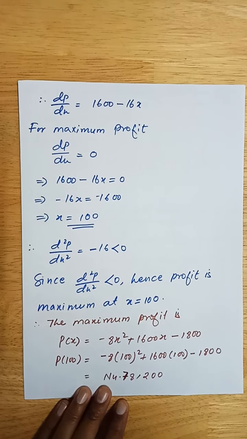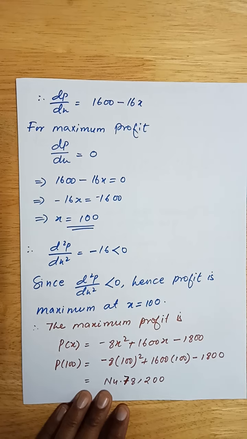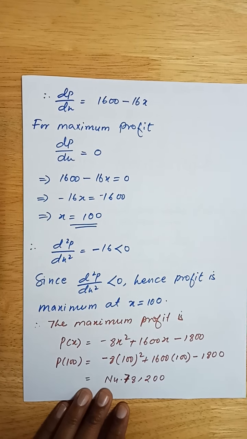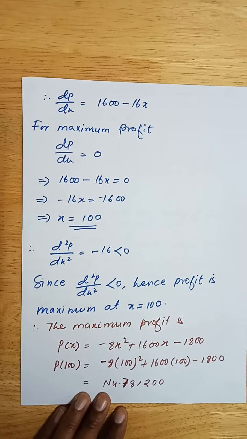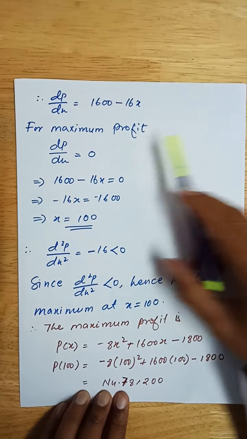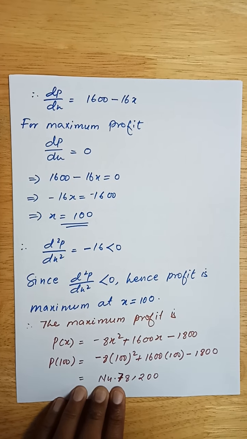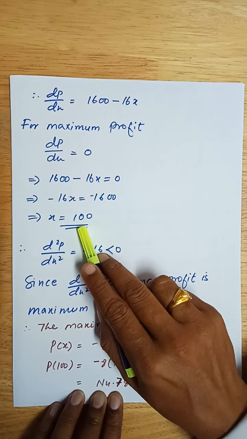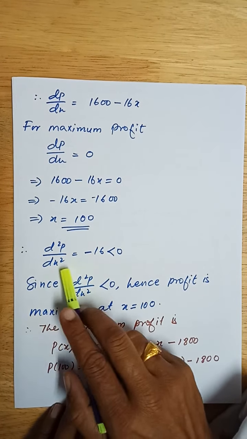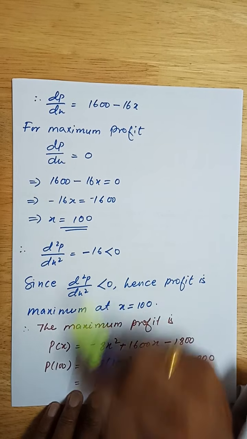Now since you are asked to find the maximum profit, you should know dp by dx must be equated to 0. Okay, and you should check with the second derivative. So you try to find dp by dx, you will get 1600 minus 16x. For maximum profit, dp by dx equal to 0. Okay, and you obtain the value of x. So x is equal to 100. Now you find d square p by dx square. You are getting minus 16, which is less than 0.